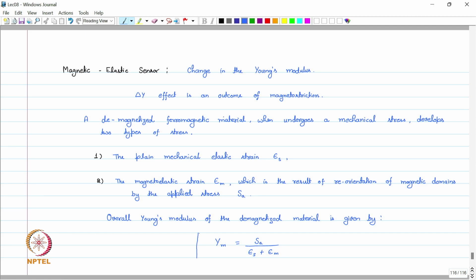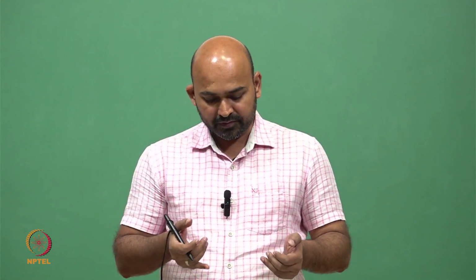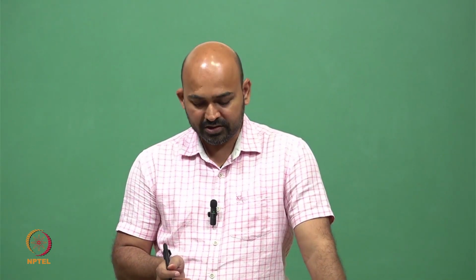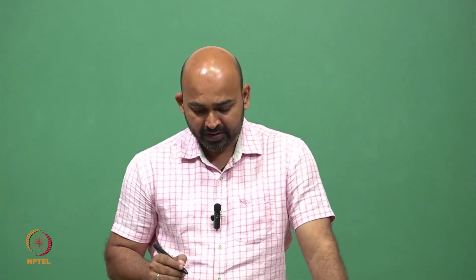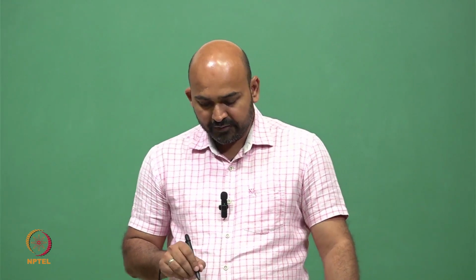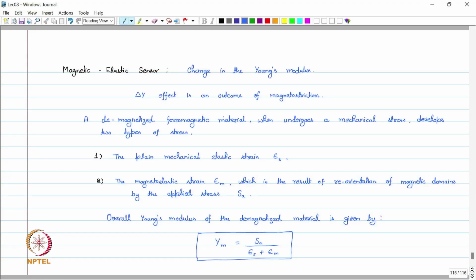So the Young's modulus here is different from the normal material, which is SA over epsilon S. For the magnetic material, this is SA upon the strain developed because of the plain mechanical stress and an additional strain which is epsilon M. So the Young's modulus is now a function of this special strain as well.